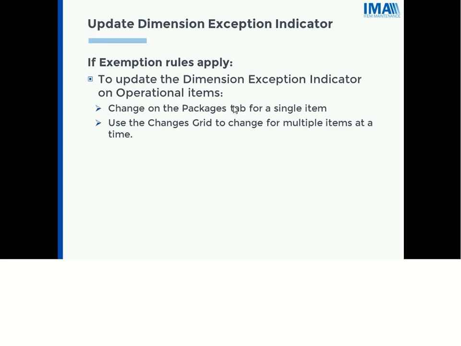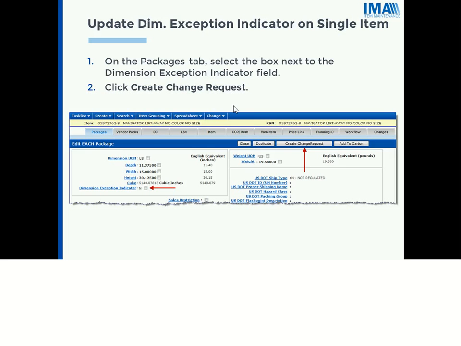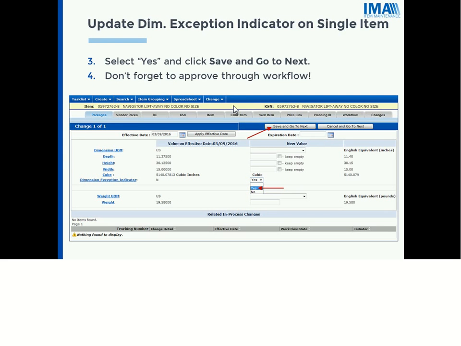If you just have one item, it's kind of up to you whether you prefer to do it manually on the Package tab or you want to use the Changes grid. So if you're going to do it on the Package tab, you just click the Package tab, and then you select the box next to the dimension exception indicator field. And then from there, you click Create Change Request. You select yes from the Dimension Exception Indicator dropdown, and then click Save and go to Next.